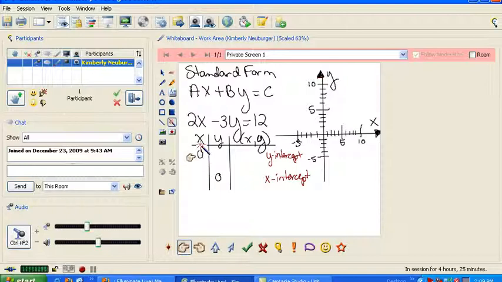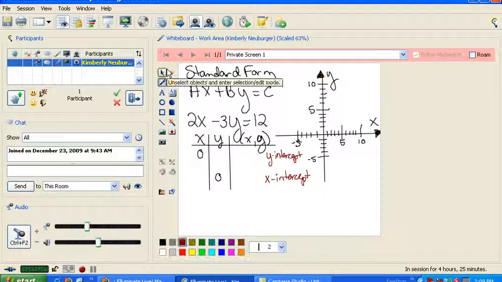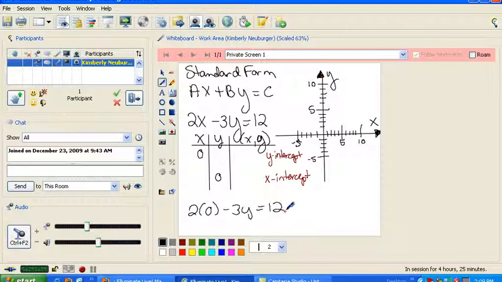So let's find our first point by plugging in 0 for x to get the y-intercept. When I do that, I replace this x with 0, and I get 2 times 0 minus 3y equals 12. 2 times 0 is just 0, so that can disappear. And we're left with an easy equation to solve here. Negative 3y equals 12. To solve that, I divide both sides by negative 3. And y ends up being negative 4. So I have the point 0, negative 4.